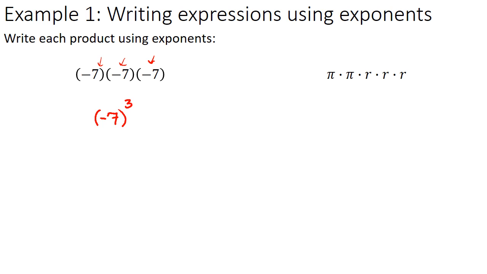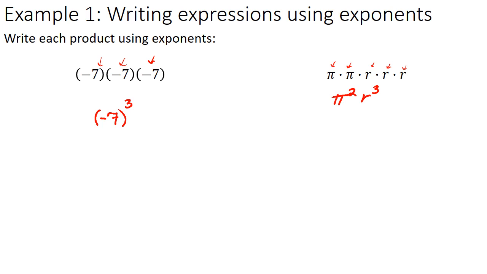Now as I look at this, I have pi times r times r times r. So if I do that, I'm going to have pi raised to the 2nd power because I have 2 times that it repeated. And I'm going to times that by r raised to the 3rd power because that repeated 3 times.